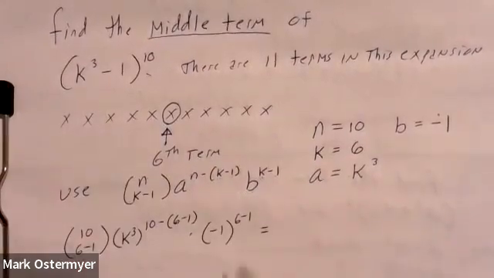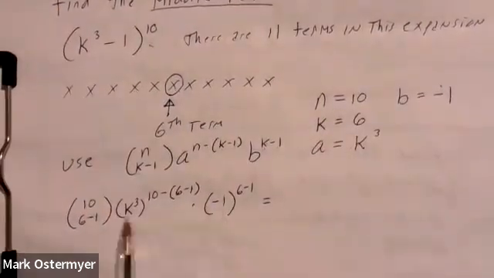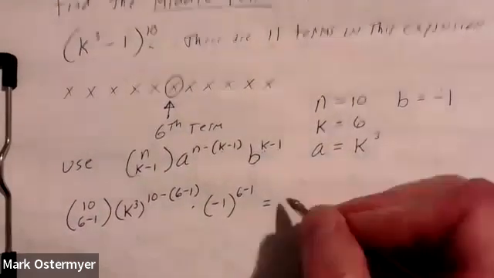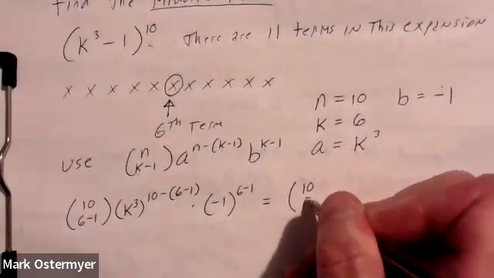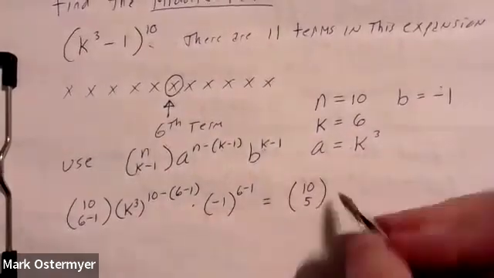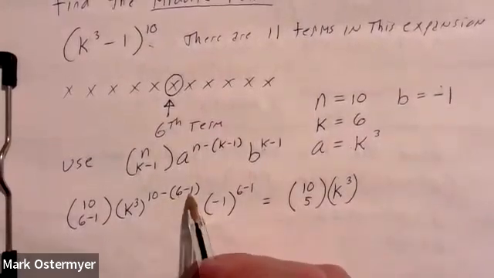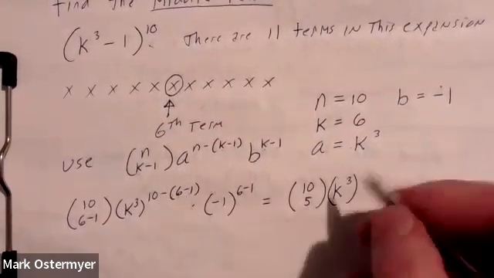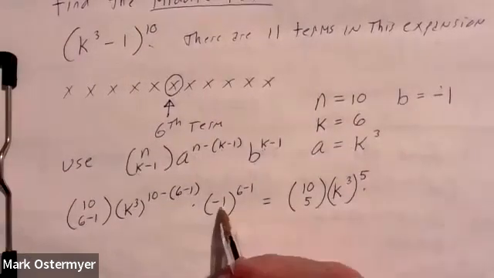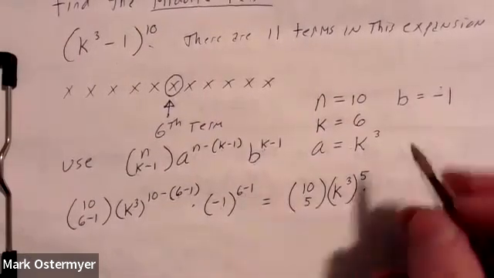And of course, I would like you to go further and actually simplify this. Don't leave it looking like this. So we got 10 in combination with 5. Now this is going to be k cubed raised to the 10 minus 6 minus 1 power, which is 10 minus 5, the 5th power. Negative 1 is going to be negative 1 to the 5th power.